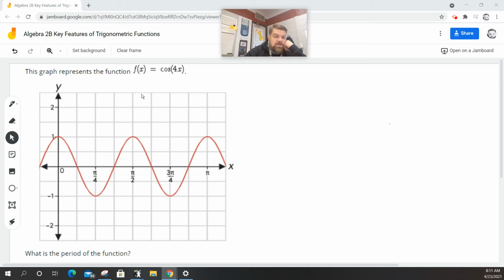All right, so for this next one, it says this graph represents cosine of 4x. And then it says, what is the period of this function? Well, since we have the graph, the period just means one cycle. So from here to here is one full cycle.